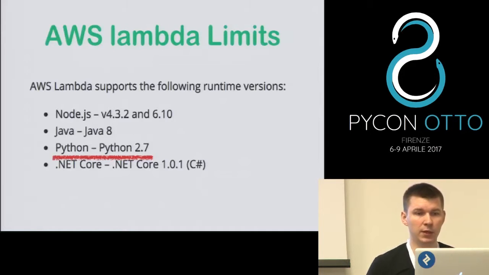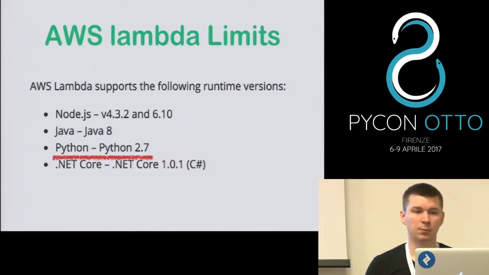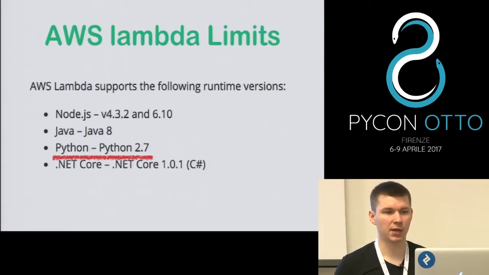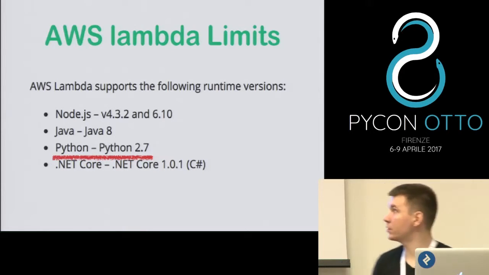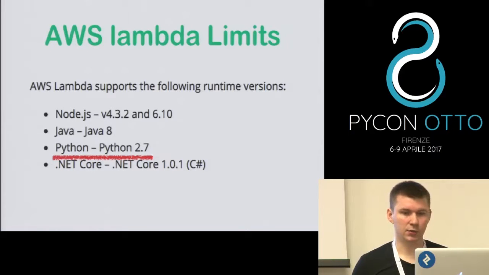Okay, but we now live in 2017, and AWS supports only these runtimes. And Node.js guys are more lucky because they upgraded to one of the latest versions. But we still work with Python 2.7. But for the last 2 years, I have worked only on Python 3 projects. I don't like to write code in Python 2.7.